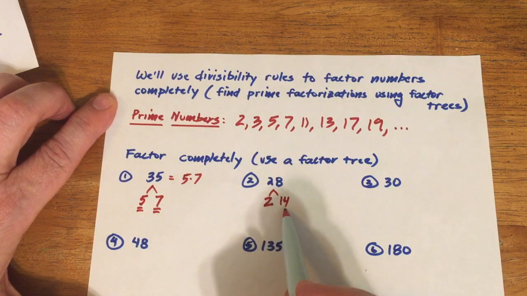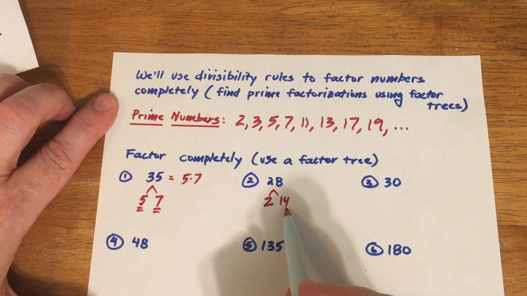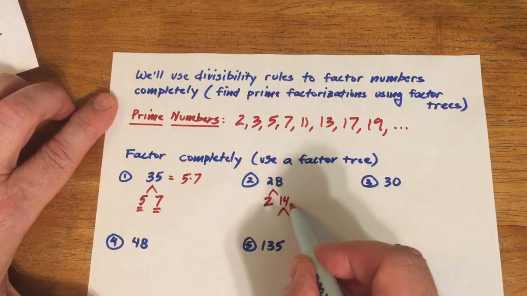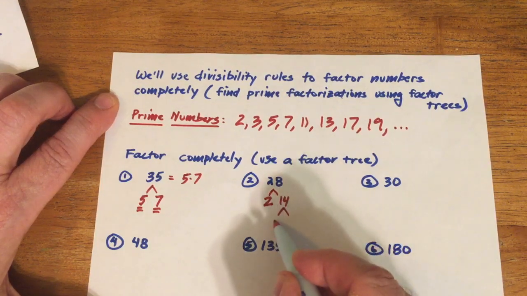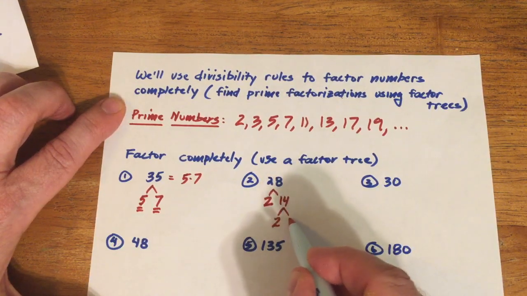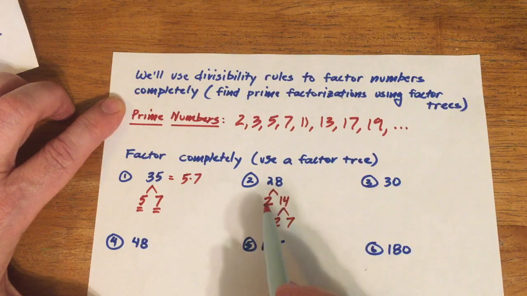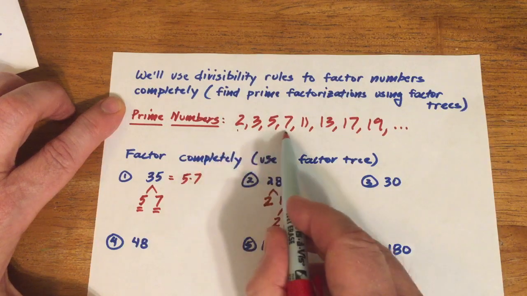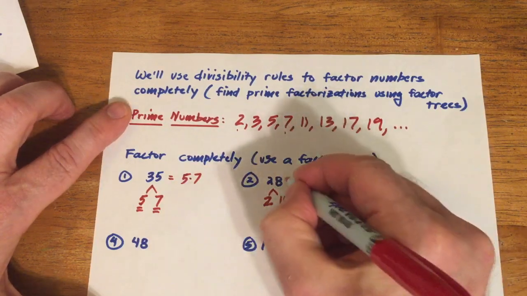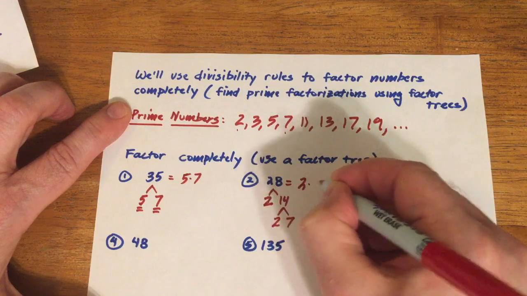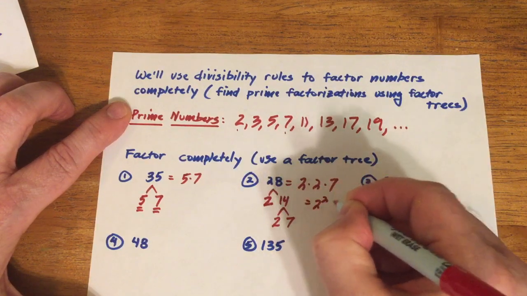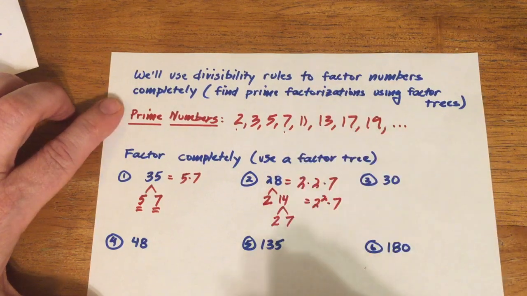How about 14? Is 14 prime? Look up here. It's not prime, and so we can keep going further. This ends in a 4, so we know that 2 is a factor, and it will be 2 times 7. And now look, all the bottom numbers are prime numbers, 2s and 7s. So we can say 28 is 2 times 2 times 7. With exponents, we can write this as 2 squared times 7.